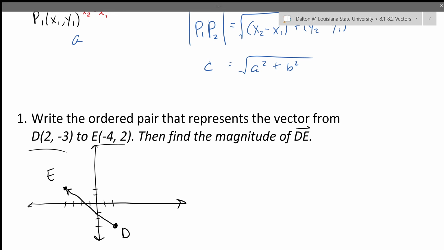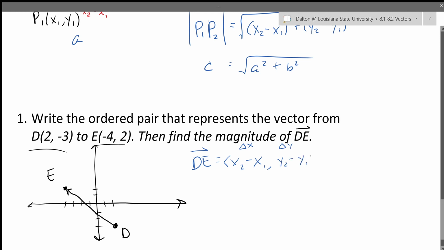Well, essentially, we're going to do just like we talked about with that Pythagorean theorem up there, is we want to find the change in x and the change in y. Okay, so then we can say that vector DE, its ordered pair can be written as x2 minus x1, which is delta x if you want to call it that. And then delta y will be y2 minus y1.